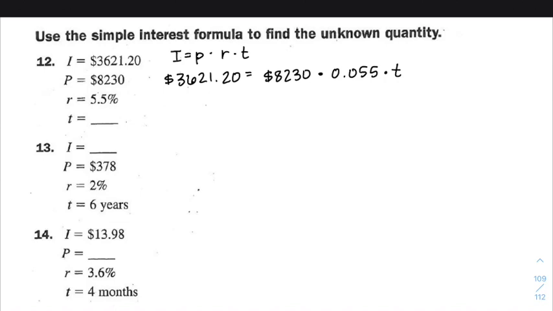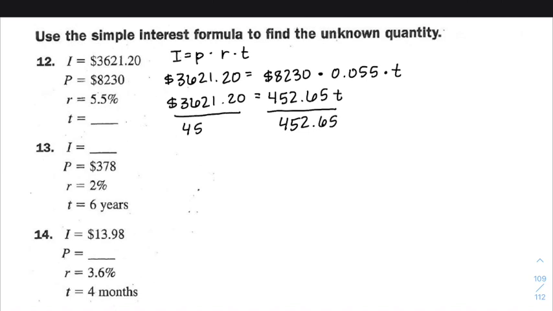Now I need to simplify my equation by multiplying 8,230 and 0.055. This is going to give me 452.65. I'm going to bring down my t, as well as my interest of $3,621.20. To find the value of t, I need to divide both sides of the equation by 452.65. 452.65 divided by 452.65 equals 1, so those cancel out and leave us with just t. $3,621.20 divided by 452.65 equals 8. So the time is 8 years.